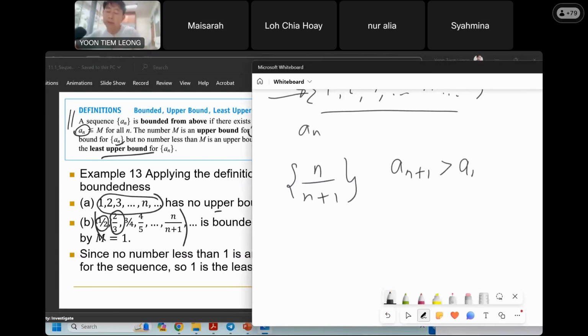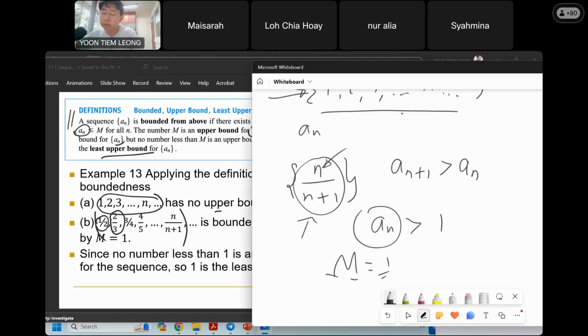So if you make n larger and larger, would an now go to infinity? The answer is no, because an is given by n over n plus 1. Therefore, it is not possible for an to become larger than 1. No matter how large n is, n over n plus 1 must always be less than 1. Therefore, the sequence cannot possibly be larger than 1. So in this case, m equals 1 is said to be an upper bound of the sequence an.